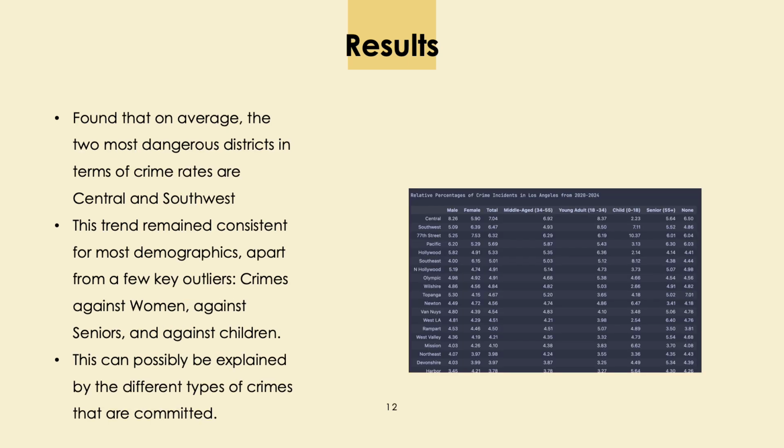The results showed that, on average, the two most dangerous districts in terms of crime rates were the Central District and the Southwest District. This trend remained consistent for most demographics apart from a few key outliers, and this was crimes against women, against senior citizens, and against children. This can be explained by various factors. One that I hypothesized was the different types of crimes that may occur. For example, total crimes include all subsets of crimes that may occur, but crimes against children may not be of the same nature as the crimes against men, and so on, and this may contribute to the different districts.